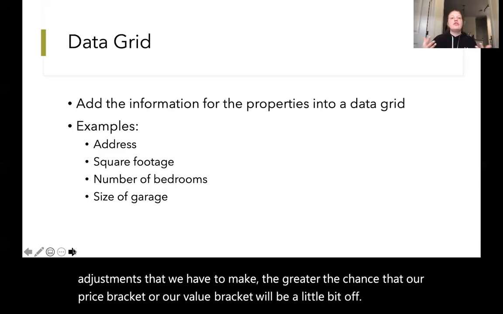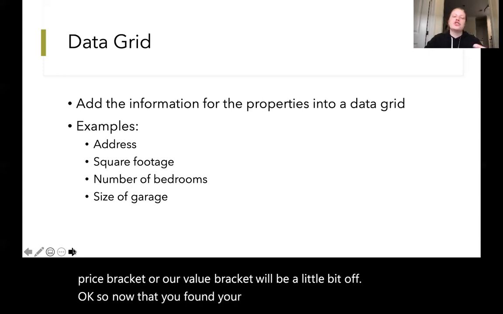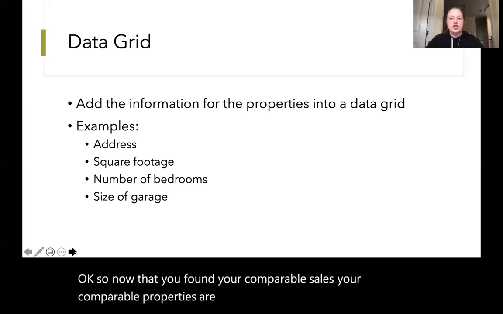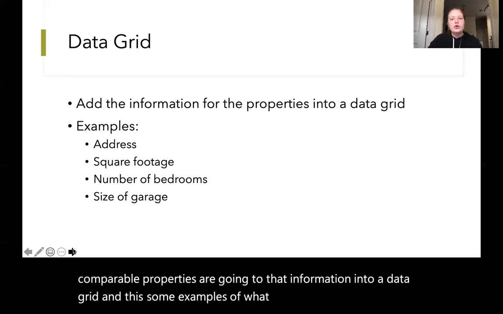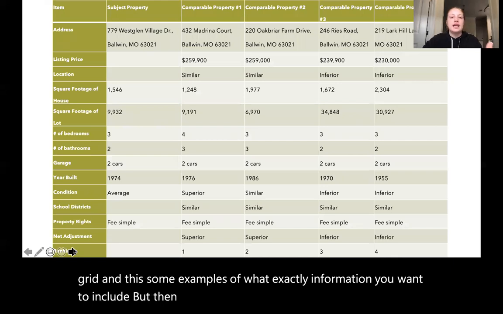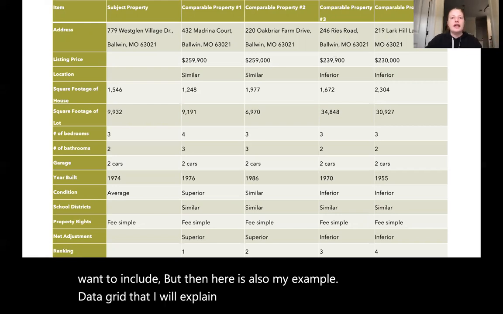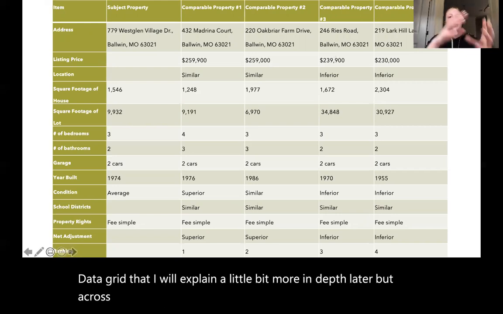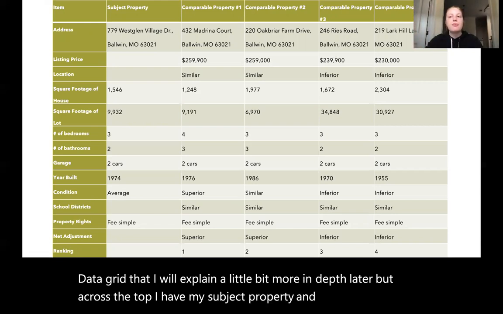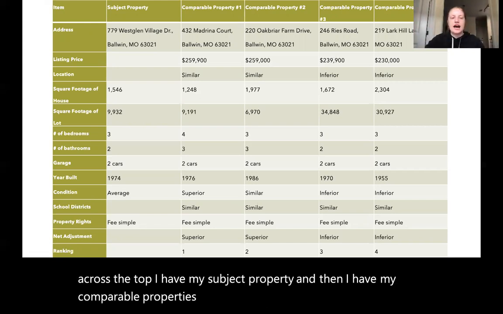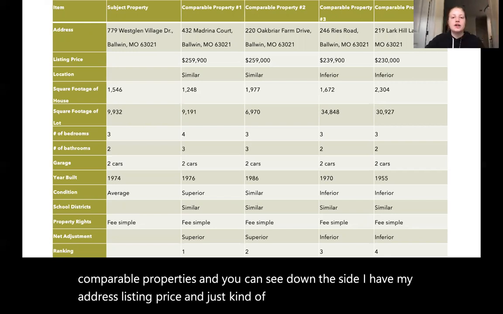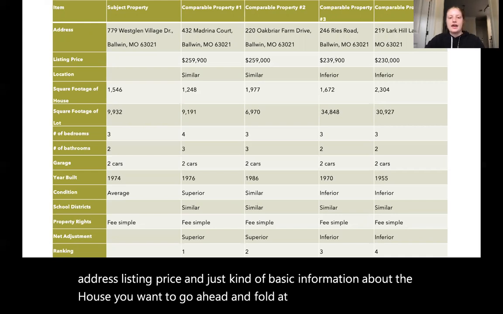Okay, so now that you've found your comparable sales, your comparable properties, you're going to add that information into a data grid. And this is some examples of what exactly information you want to include. But then here is also my example data grid that I will explain a little bit more in depth later. Across the top, I have my subject property, and then I have my comparable properties. And you can see down the side, I have my address, listing price, and just basic information about the house. You want to go ahead and fill that all in.